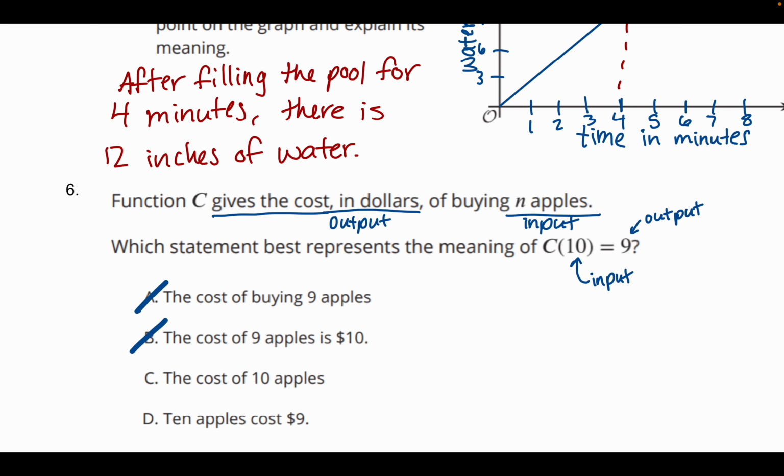The cost of 10 apples. Well, we are talking about the cost of 10 apples, but we're saying that it's a specific dollar amount. So the cost of 10 apples would just be if we said C of 10 on its own. But this is an equation, so we have equal to a value. So it's also not choice C, which means it is D, that 10 apples cost $9.